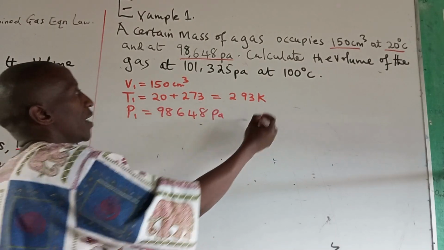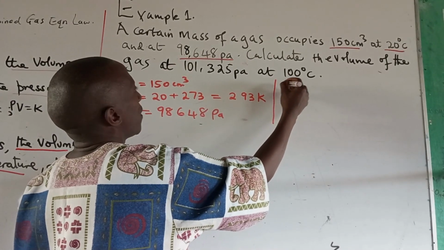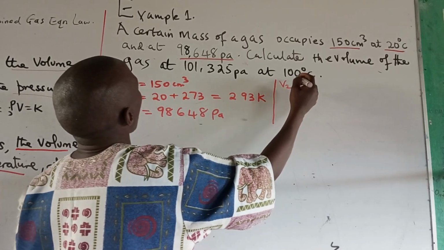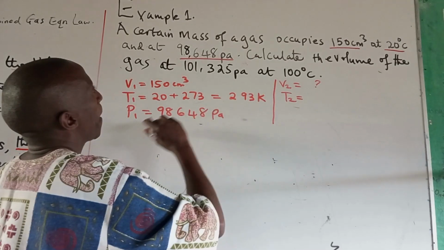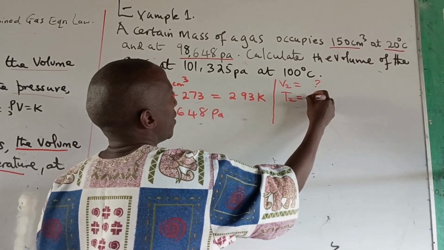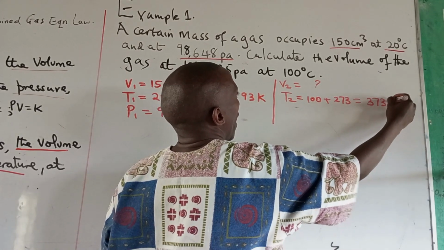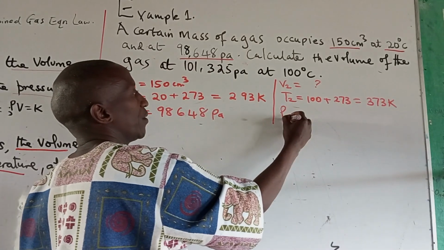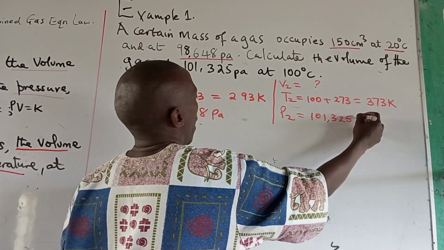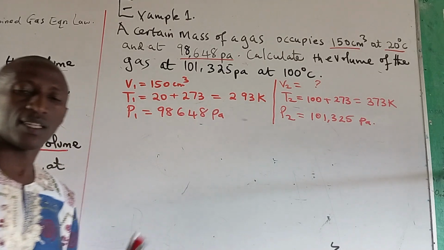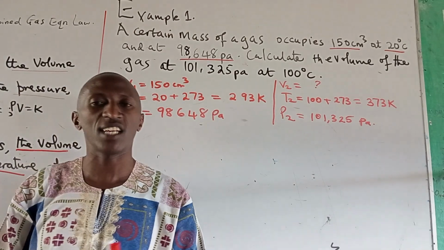98,648 pascals. In condition 2, when we change conditions, we shall have V2 being equal to, that is what is asked, T2 is equal to 100 added to 273, and that gives you 373 Kelvin. Then pressure 2 is equal to 101,325 pascals. In this case, we are going to use the combined gas equation.